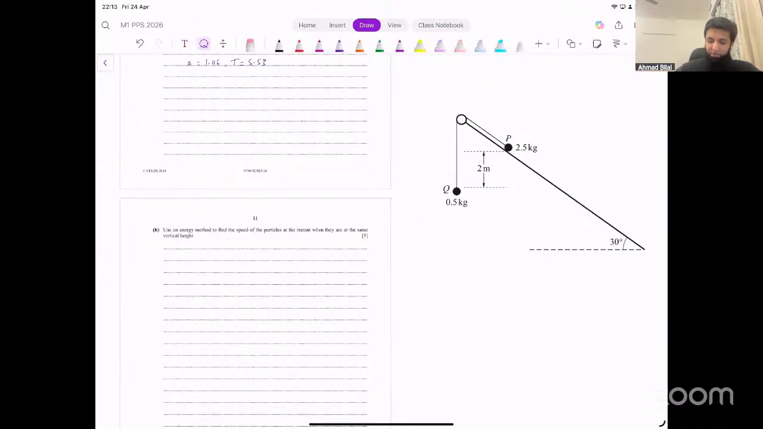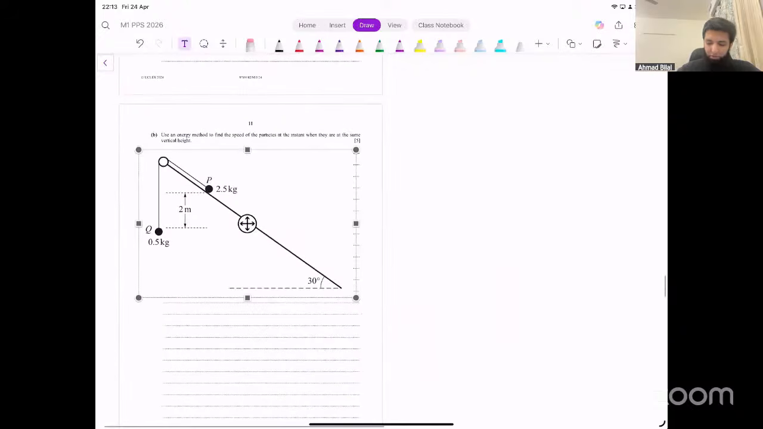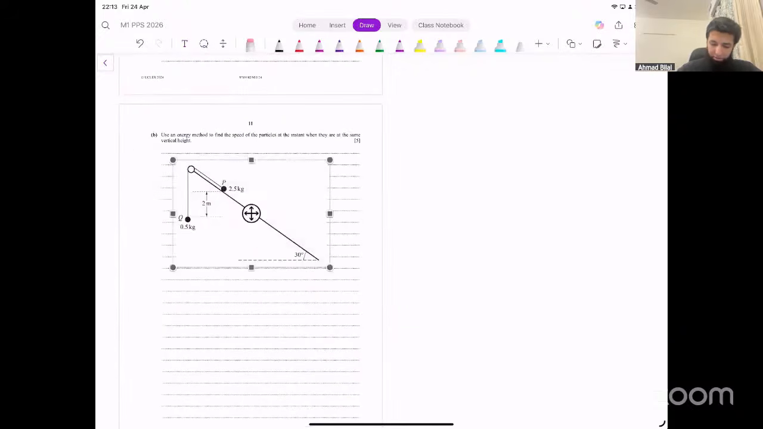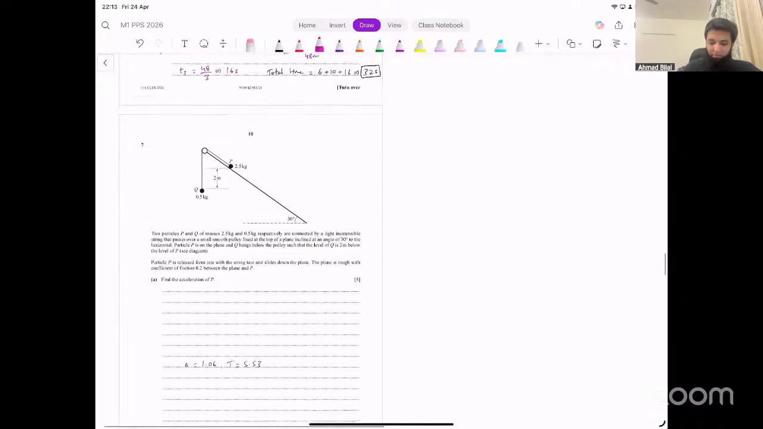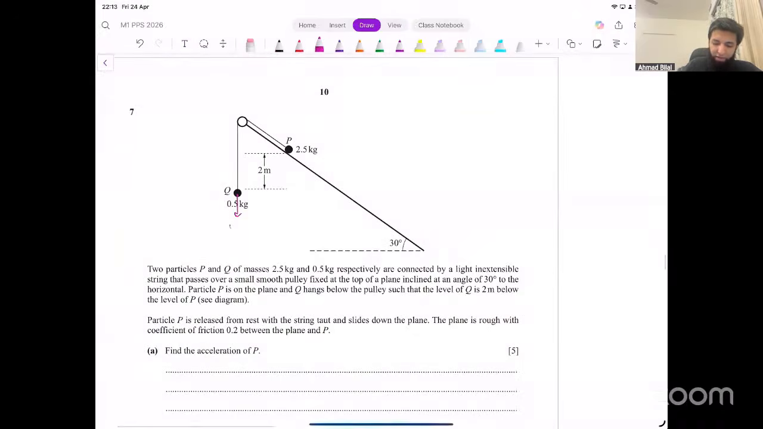Abdullah, first part is just Newton's second law of motion. You just represent all the forces acting on both the particles. Apply Newton's second law of motion on both of them. So for Q, we've got weight acting downwards, 5 Newton, tension acting upwards. For P, we have weight component acting here. Weight in the downward direction would be 25. In this direction, it becomes 25 sine 30.